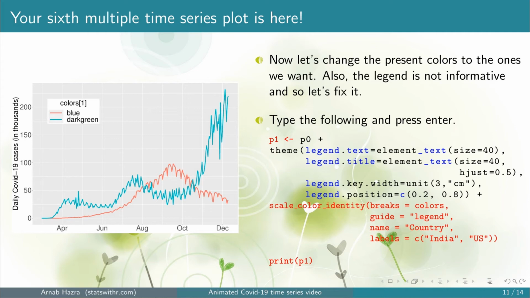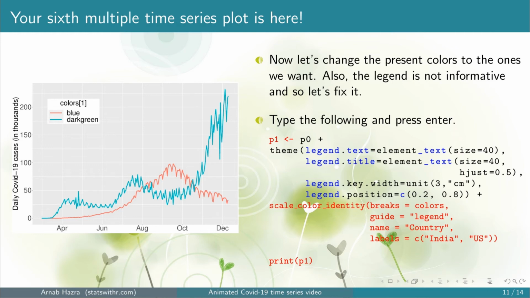Then guide equals to legend. If we do not set this, the legend will not be printed. Then name equals to country within quotes. This sets the legend title. Then labels equals to a 2-vector India within quotes, comma US within quotes. This replaces the color names within the legend. Also note that we are storing the layers so far into P1 and will add the subsequent layers of animation on the top of P1. Print P1 prints the ggplot.